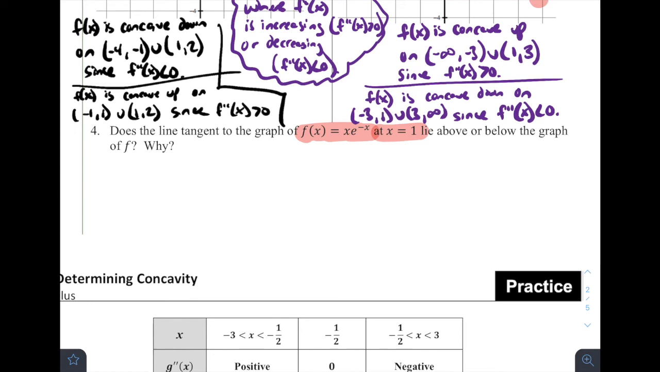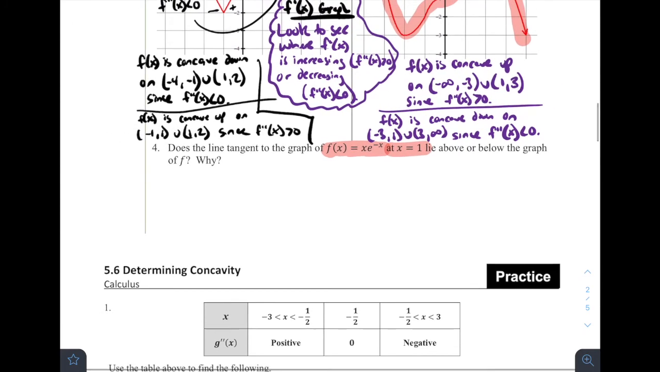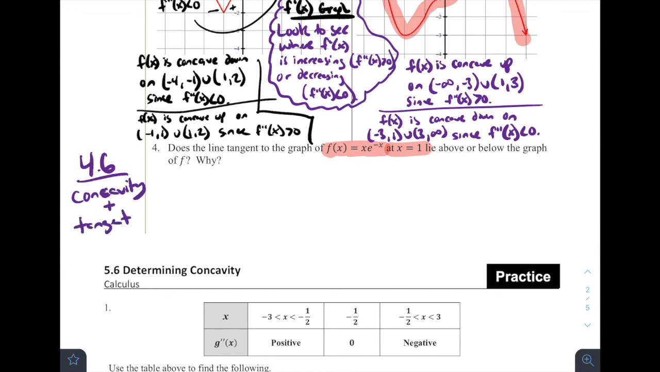Okay, this is a throwback to chapter 4. Back in the 4.6 lesson, we talked about concavity and tangent lines. Really quickly, the idea is that if you know a function is concave up, any tangent line that you draw on it will be below it. So for functions that are concave up, tangent lines give underestimates.